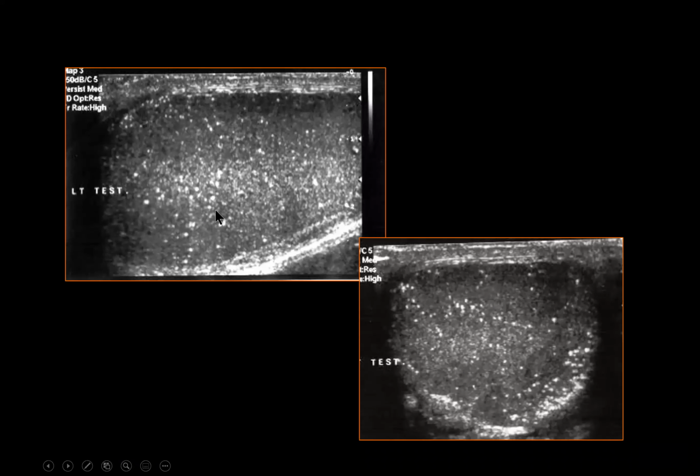This is a longitudinal and this a transverse image of the left testis. Here you can see multiple very small tiny calcifications spread through all the testis, evenly and equally distributed. And there is no posterior shadowing in these tiny calcifications because of their small size.